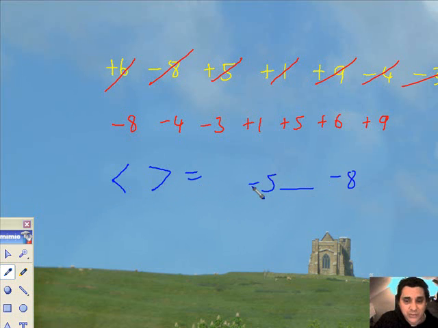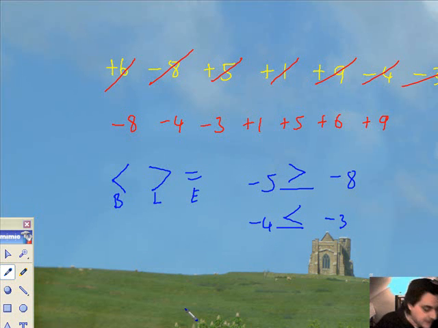It's obviously not equal to. Is minus 5 less than minus 8? No, it's less negative than minus 8. Therefore, it must be bigger than it. Alright, so that is bigger, that's less, and that's equals. Alright, next one. I've got here minus 4 something minus 3. Is minus 4 bigger than minus 3? No, it's not. It's less than minus 3 because it's further down from 0, isn't it?